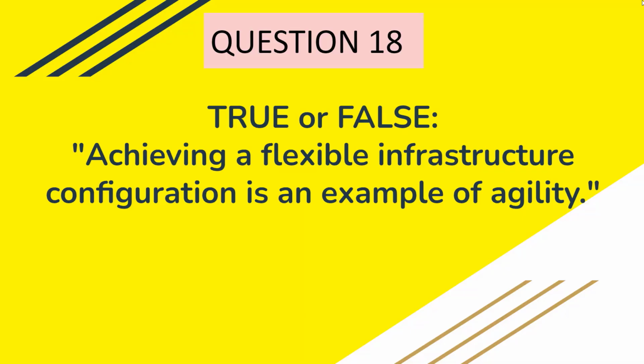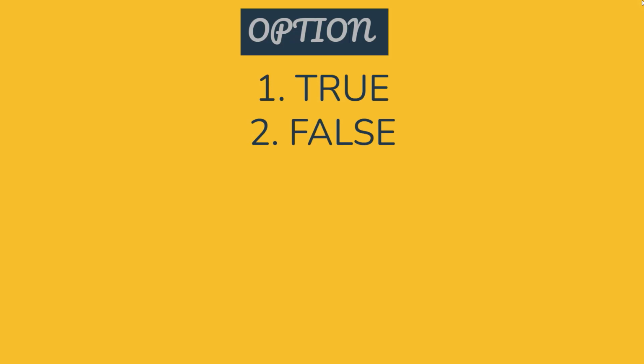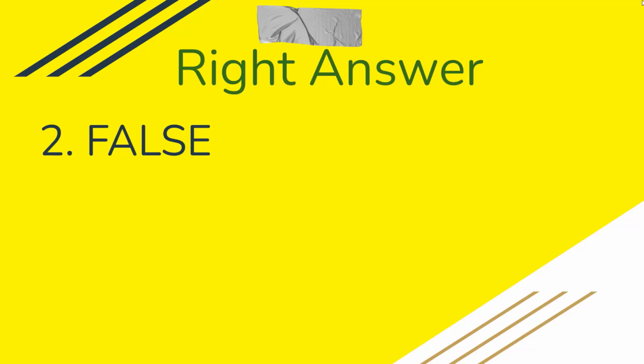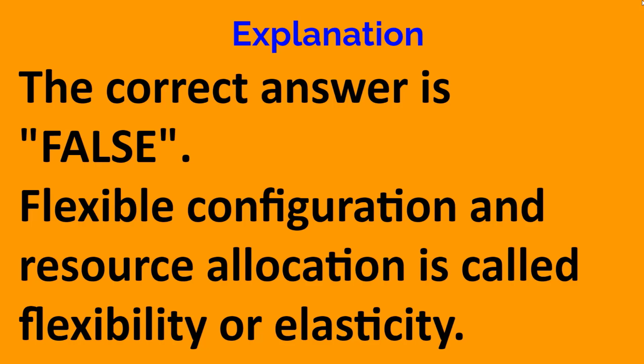Question 18. True or false? Achieving a flexible infrastructure configuration is an example of agility. Option 1. True. 2. False. Right answer is 2. False. Explanation. The correct answer is false. Flexible configuration and resource allocation is called flexibility or elasticity.